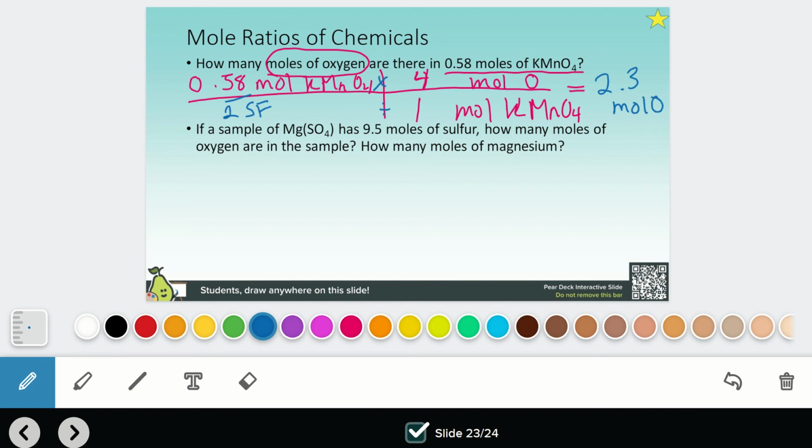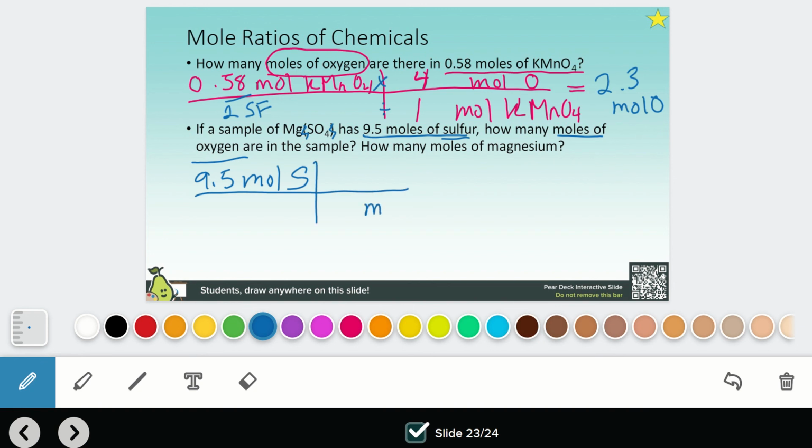All right, last one. This one has 2 parts to it. So if a sample of MgSO4, no, that's just written weird. Sulfate is 2 minus. Yeah, that doesn't actually need parentheses. That's spazzy. Okay. If a sample of MgSO4 has 9.5 moles of sulfur, how many moles of oxygen are in the sample? So we're comparing the amount of sulfur that we're given to the amount of oxygen in that chemical. Write down our given.